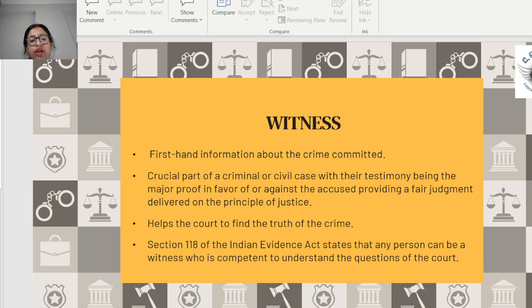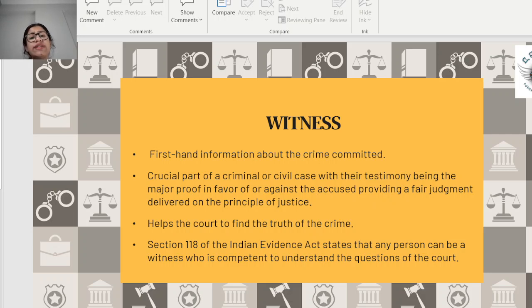Any person can be a witness. There is no restriction as to who can be the witness. Any person, male or female, child or aged, can be a witness. But the only restriction is that if a person does not understand the questions of the court or is not able to answer them rationally, then he is not a competent witness.